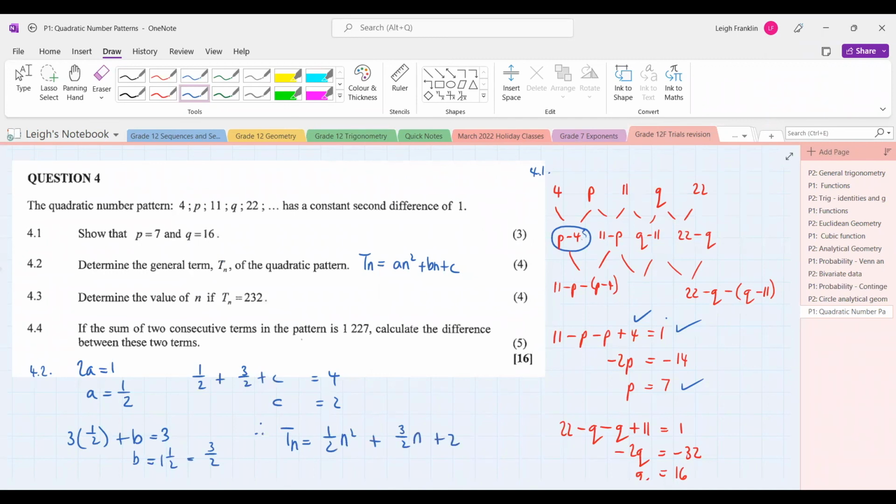Okay, so just because you get fractions doesn't mean that you've gone wrong. Yes, quite right. Let's see what else has been said here. Yes, good stuff. Okay, now let's see if you can work out the value of n if Tn is 232. And so again, we'll just be quiet. We'll let you guys do this.